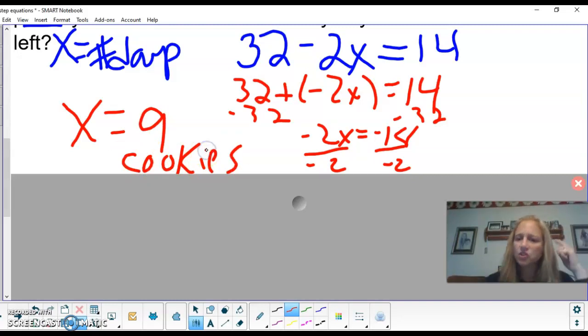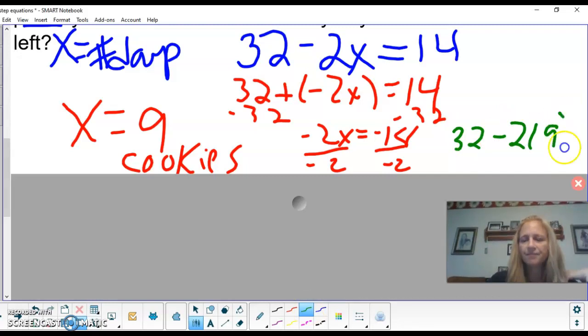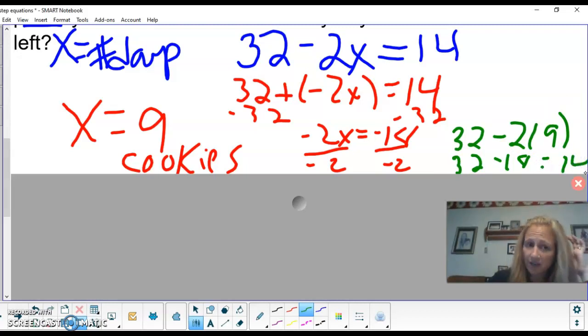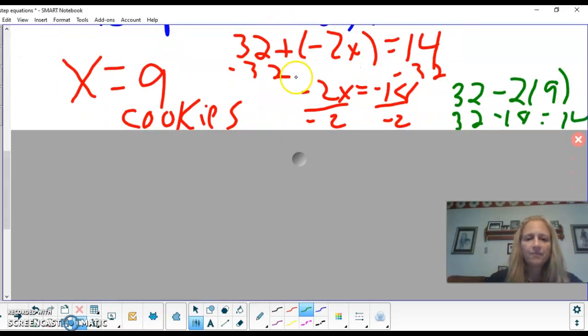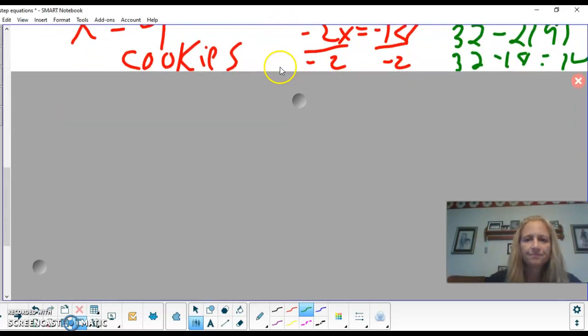And then if you're unsure, you can always check it. Remember our checks? So I'm going to check it here. I'm going to do 32 minus 2 times 9. So I get 32 minus 18. And when I check that, yes, I get 14. Don't forget about those checks, okay? All right, here we go. Next problem.